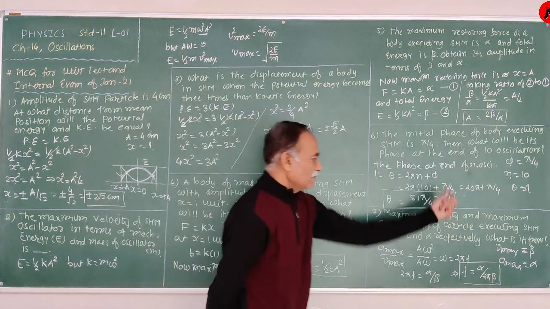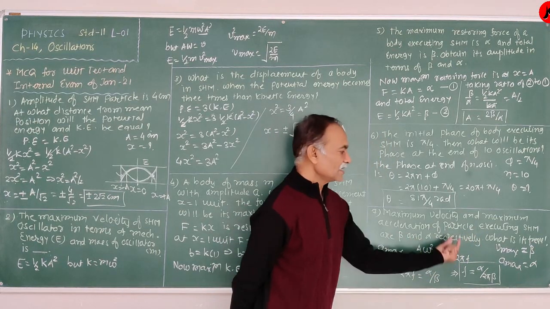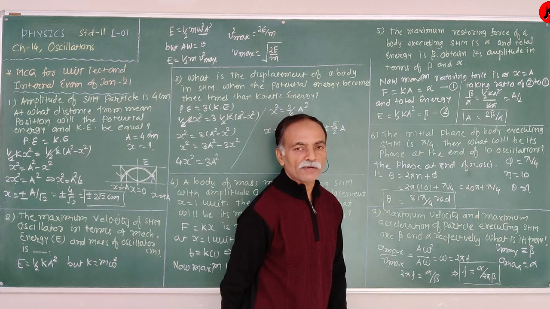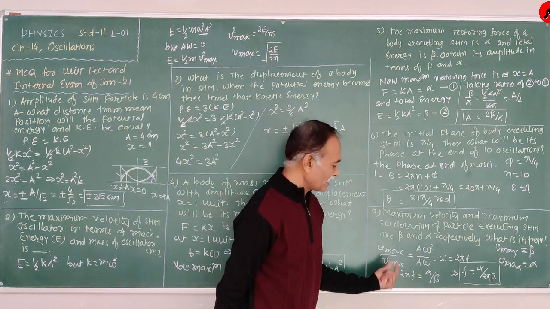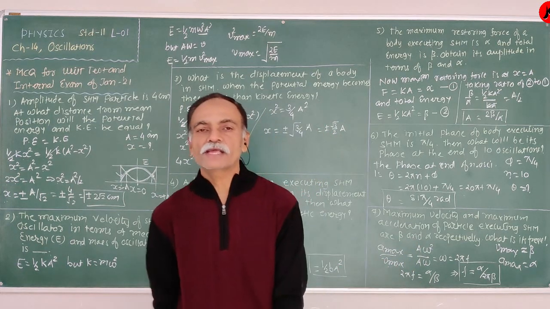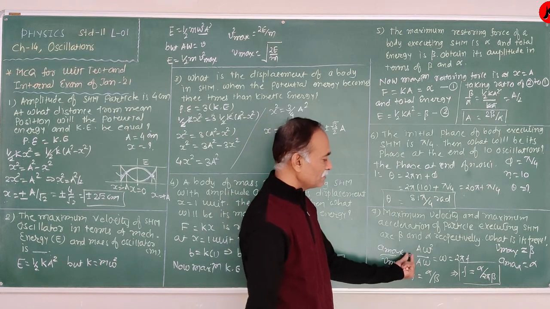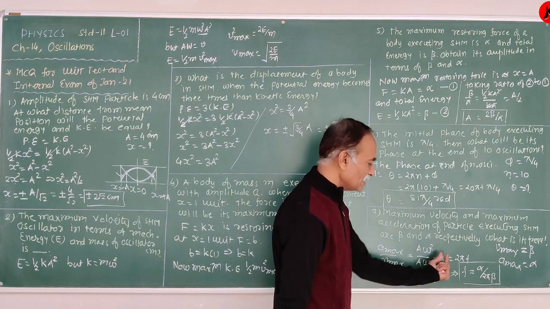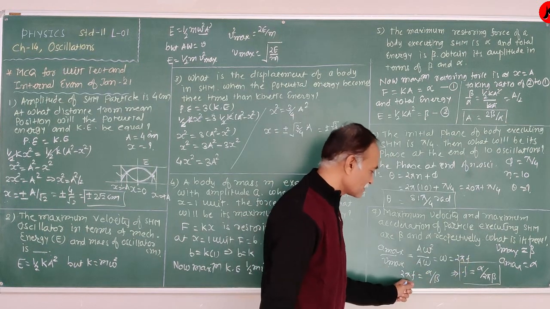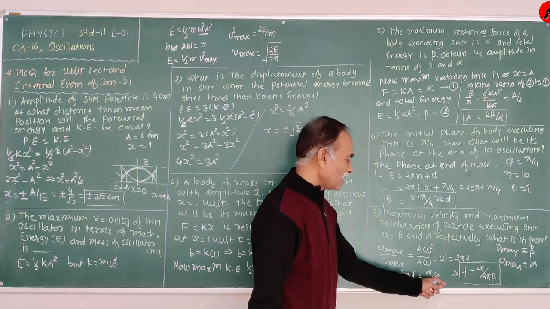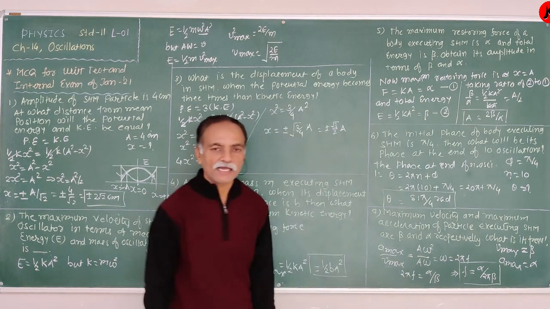Again, the maximum velocity is given as beta and maximum acceleration is given as alpha. What is the frequency of this simple harmonic oscillator? We know that A maximum is equal to A omega square, V maximum is equal to A omega. Take the ratio of A maximum to V maximum, A omega square upon A omega is equal to omega, but omega is equal to 2 pi f. Therefore, f is equal to alpha upon beta into 2 pi, or f is equal to alpha upon 2 pi beta.